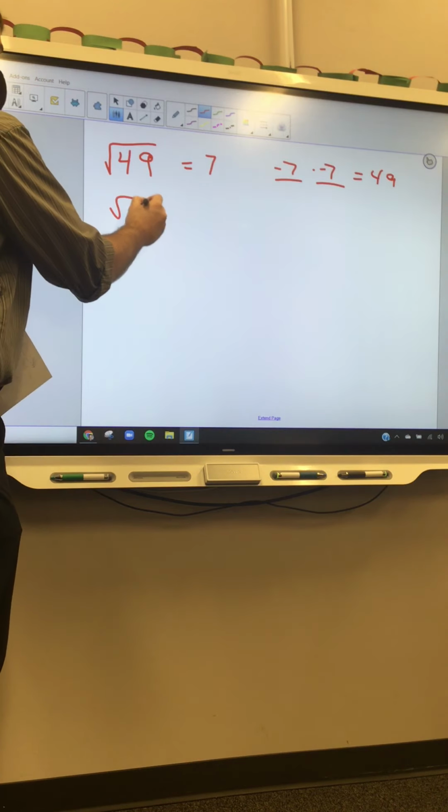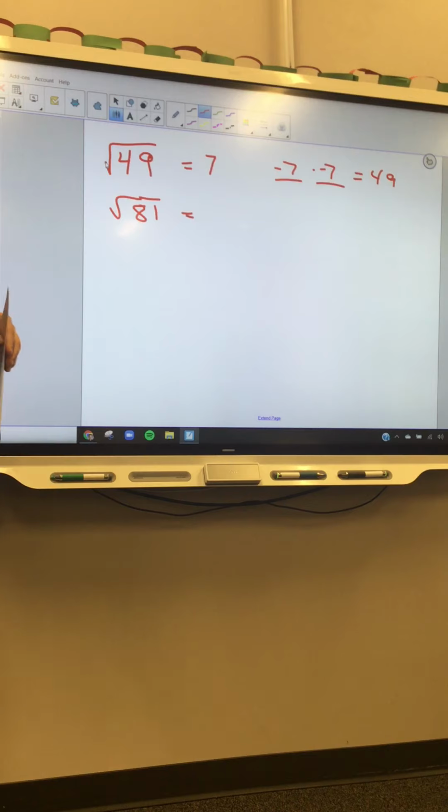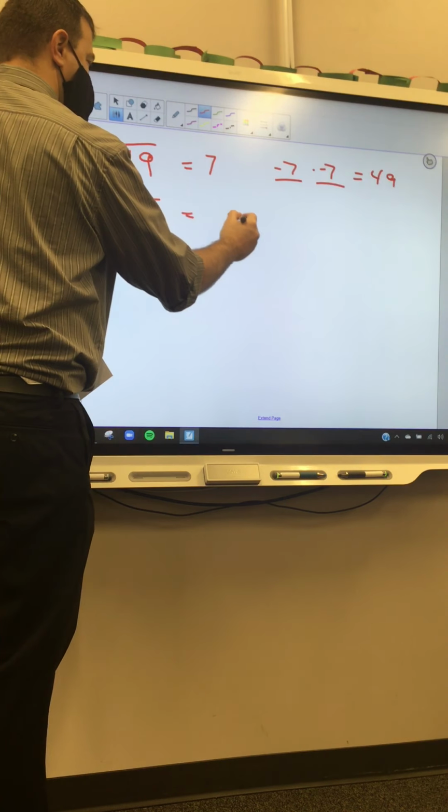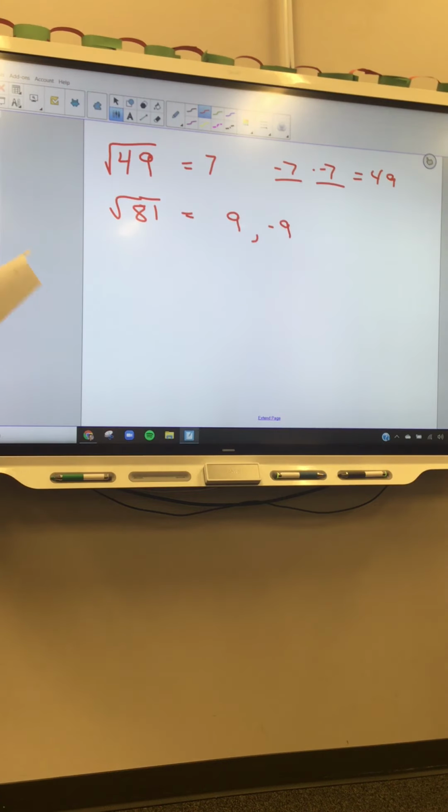What's the square root of 81, for the same reasons? Noah? 9. Could be 9 or it could be? Negative. Could be negative 9 too. Right? Either one of those would work.